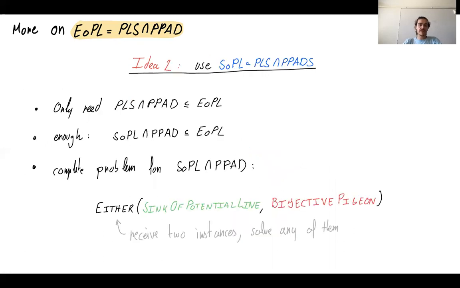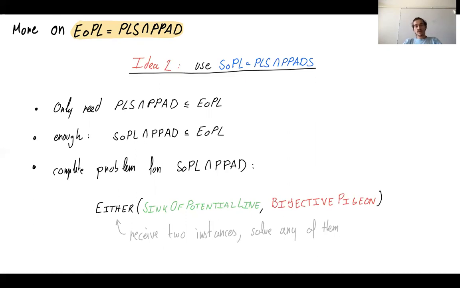Okay, the second idea is to use our first collapse, right? To use PLS intersect PPADS is equal to SOPL, so that as PPAD is a subset of PPADS, it's only enough to show that sink of potential line intersect PPAD is a subset of EOPL. That is, we take a complete problem from sink of potential line intersect PPAD, and we transform it into an end of potential line instance.